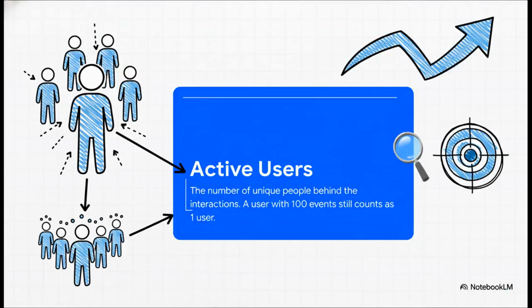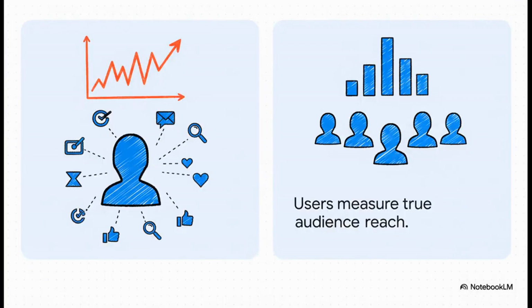But activity isn't the whole story. The next number, active users, tells you how many unique people are driving all that activity. So that one super user who racked up 100 interactions, they still only count as one active user. This one is absolutely crucial because it measures your actual audience reach. So let's just put it side by side because this is so important. Interactions tell you how busy your platform is. Active users tell you how many people you're actually reaching. You really need both to get the full picture.